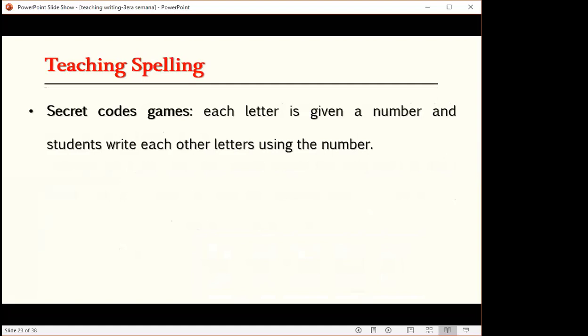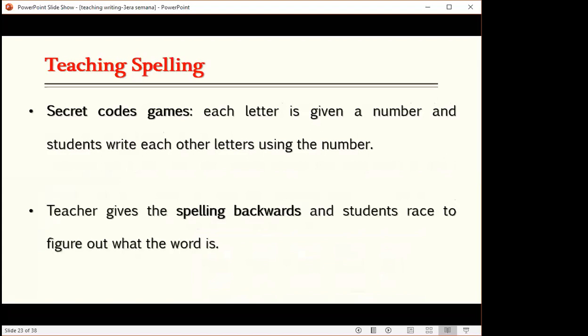Another activity could be the secret code games. Each letter is given a number and students write each other letters using the number. This is another one, right? The secret code games. Now this is like a game. So you give your students a letter with a definite number, and students write each other letters using the number. Oh yeah, what was your letter? Number one, number three. Oh, this was letter C, and this is letter H, CH. Then four. Oh, choose. Number three or five.